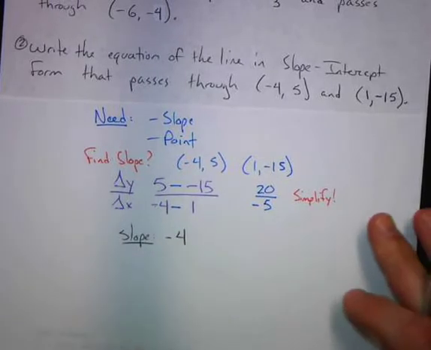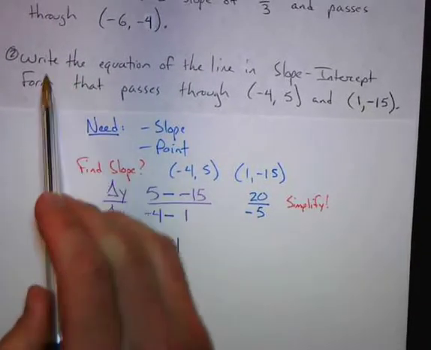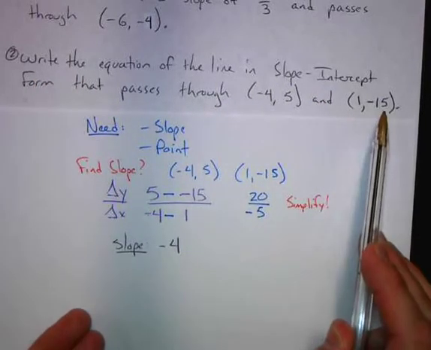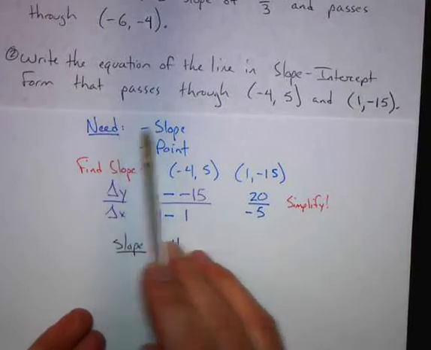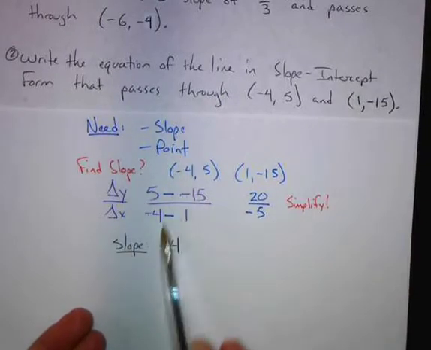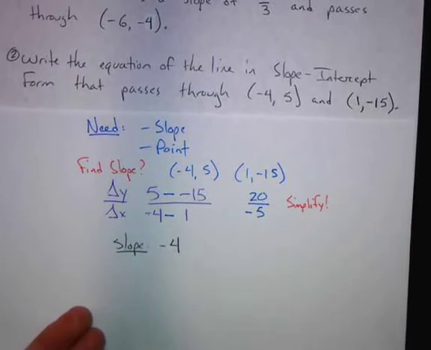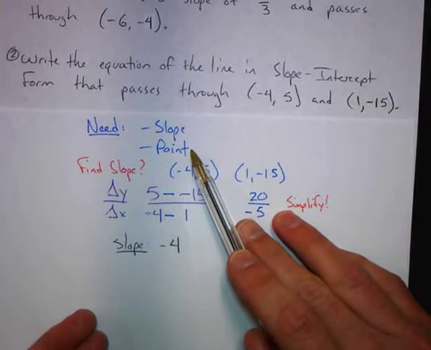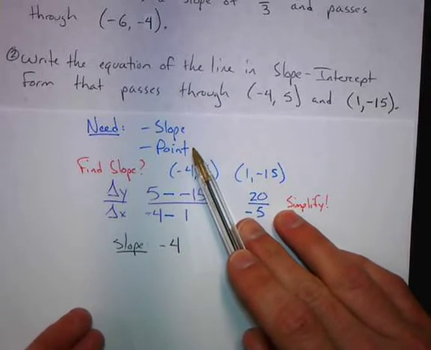All right, so back to the question. We're going to write an equation of the line in slope-intercept form that passes through these 2 points. To write an equation, we need a slope and a point. We weren't given slope, but we just found it. The slope is negative 4. Now, what else do we need to write an equation? We need a point. Do we have a point? Yes, we do. In fact, we have 2 points.